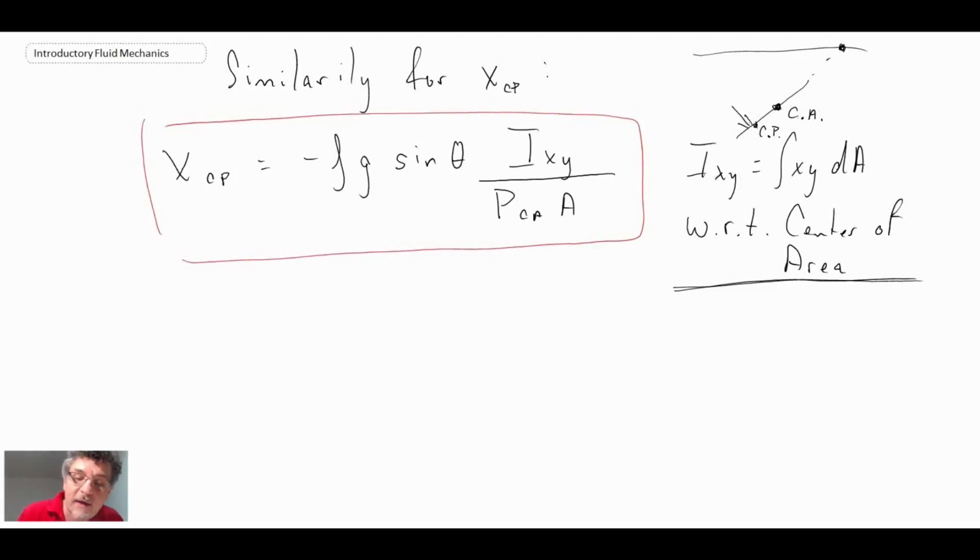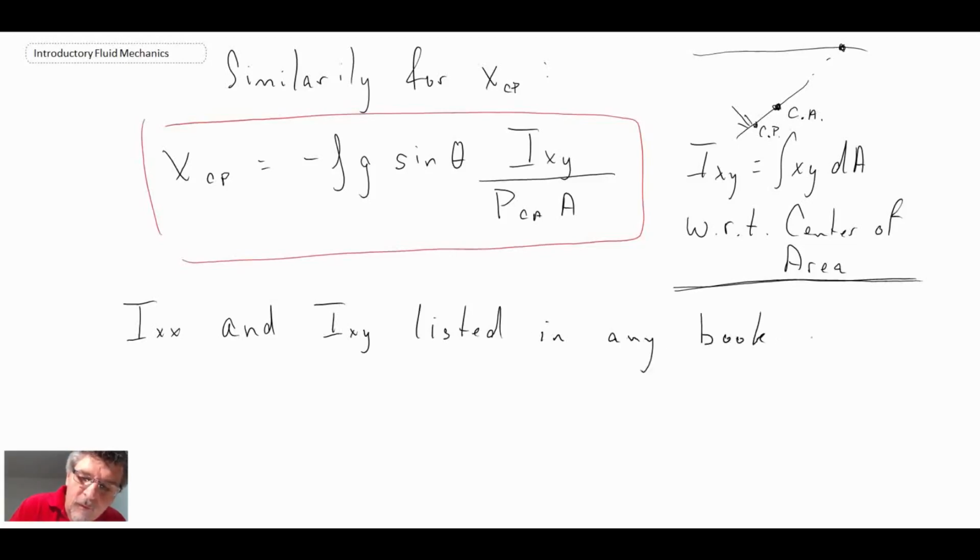So where do you get Ixx and Ixy? Well, those are listed in any book on fluid mechanics that you look at. And if you're doing pressure and forces on submerged planar surfaces, they will give you values for different types of shapes: circles, semicircles, triangles, rectangles. So you can find those in pretty much any book that you look at on introductory fluid mechanics, and this is for common shapes.